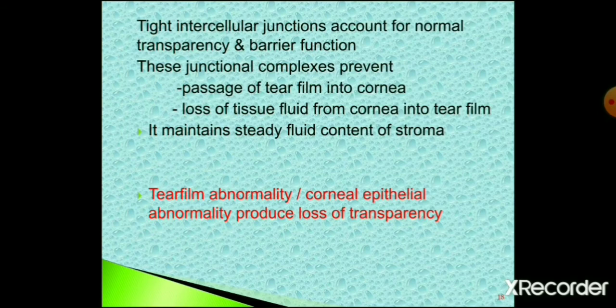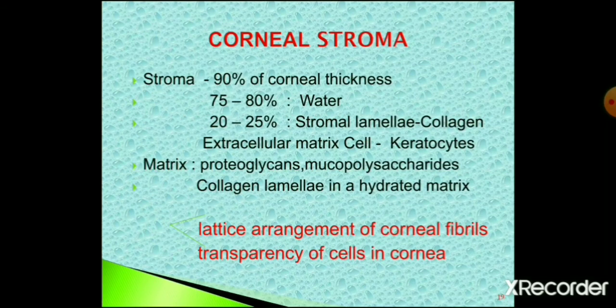So tear film abnormality and corneal epithelial abnormality produce loss of transparency. Whenever there is any disorder of these two, tear film or the corneal epithelium, there will be some loss of transparency because passage of tear film to the cornea is prevented by the junctional complex. Similarly, loss of fluid from the cornea to the tear film also is prevented by the junctional complex.